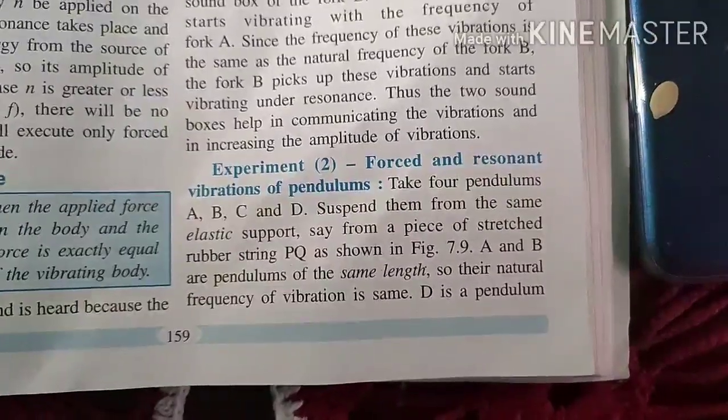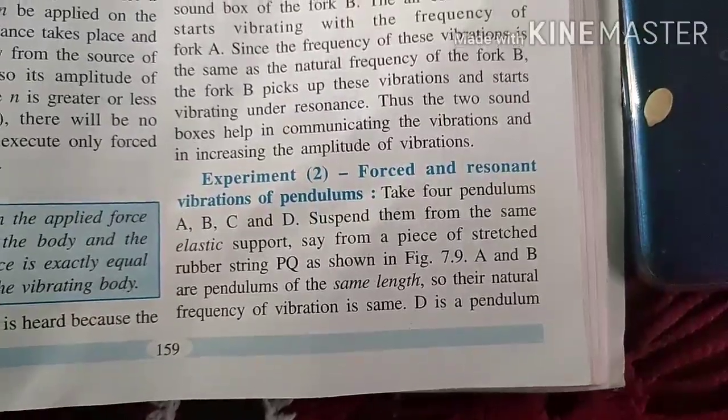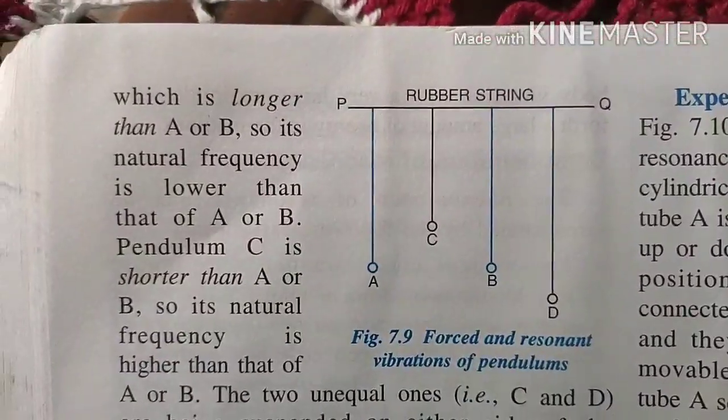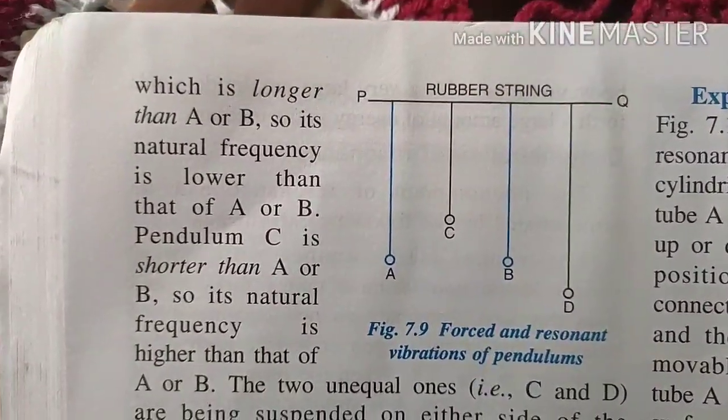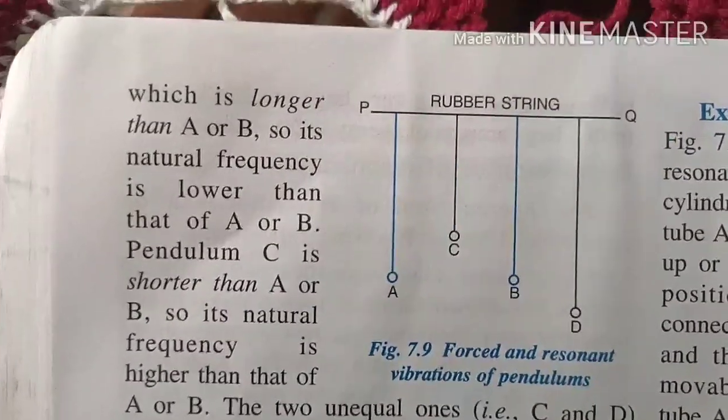Hello students, let me explain the concept of forced and resonant vibrations of pendulum. For that you can see there are four pendulums taken: A, C, B, D. They are all connected to a single rubber string PQ.